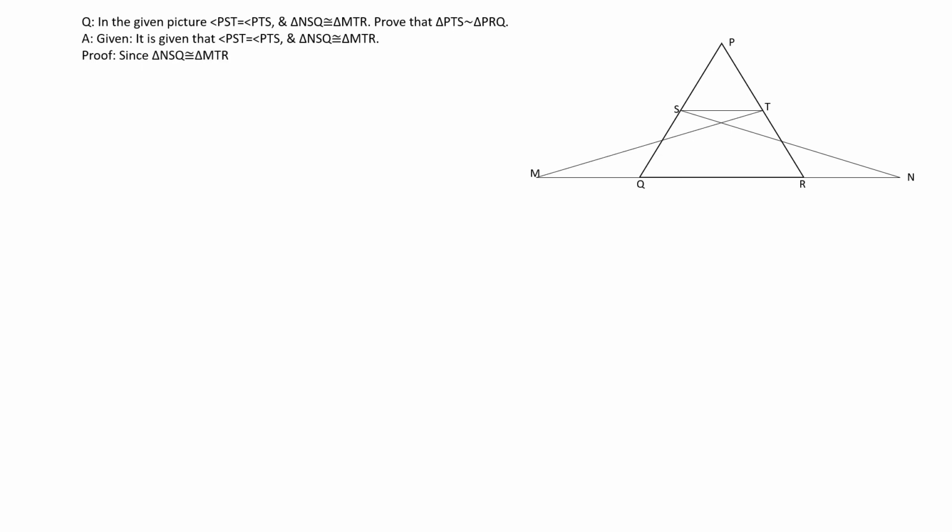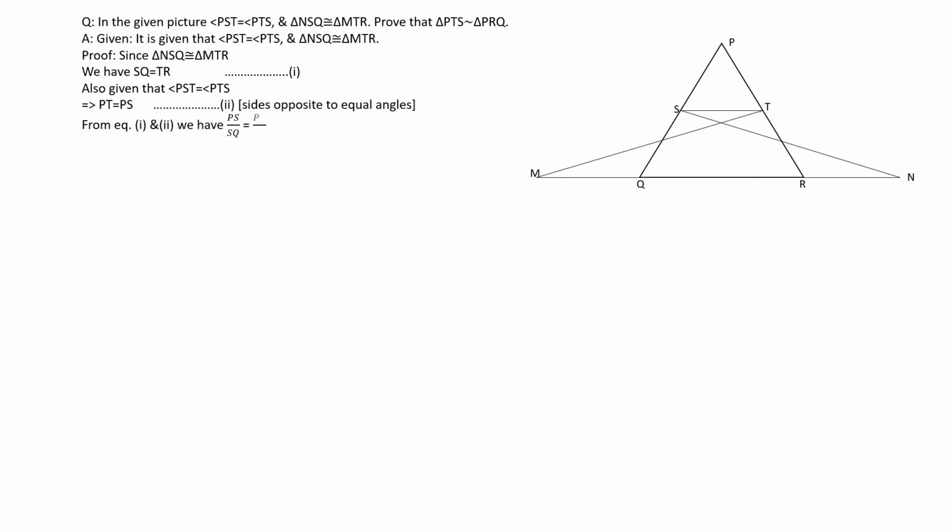Proof. Since triangle NSQ is congruent to triangle MTR, we have SQ equals TR. This is equation 1. Also, given that angle PST equals angle PTS, this implies PT equals PS because sides opposite to equal angles are equal. This is equation 2. Now, from equation 1 and equation 2, we have PS by SQ equals PT by TR, so ST is parallel to QR by the converse of the basic proportionality theorem. So angle PST equals angle PQR and angle PTS equals angle PRQ, because they are corresponding angles.